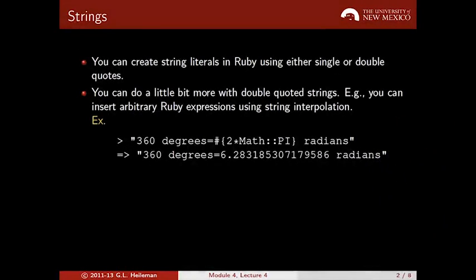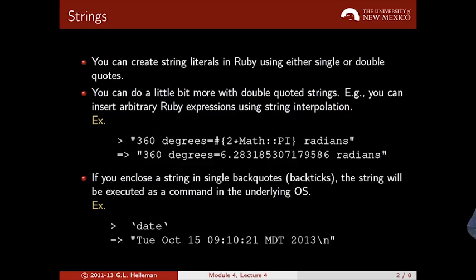Here's an example. If you type 360 degrees within double quotes equal, and then perform what's known here as string interpolation, again, that's the pound symbol followed by an open curly brace, it'll actually compute 2 times, and then it'll pull the constant pi from the math module and insert the computation of 2 times pi into this string. And you see the result below.